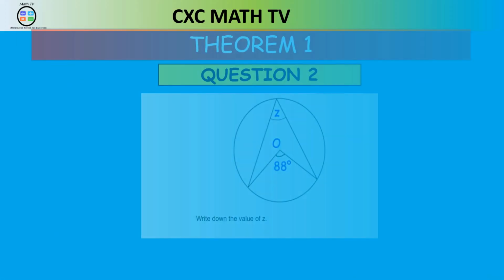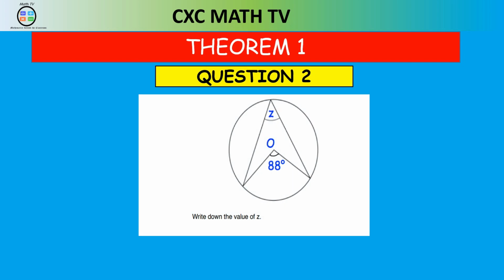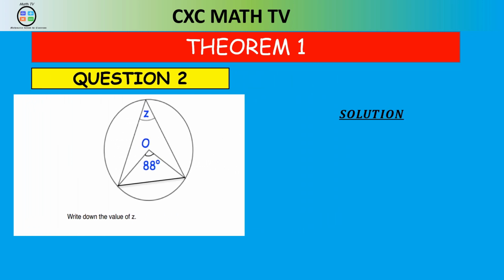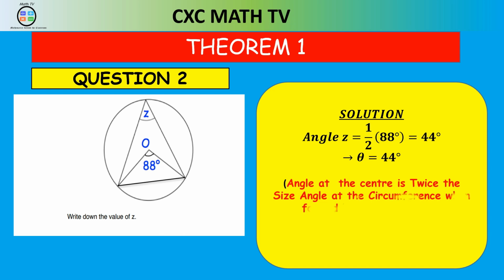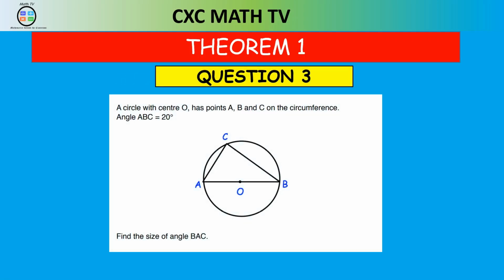So pause the video and write down what's the value of z. Now, if you wrote down 44 degrees, you're absolutely correct, because angle at the center is going to be 2 times the angle at the circumference. And we already see the common chord right there in the image being black. Lovely.